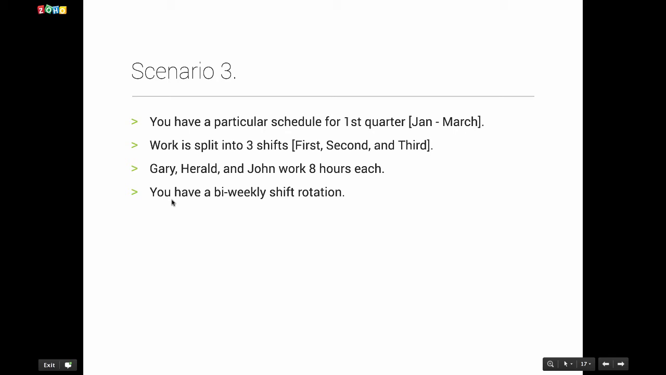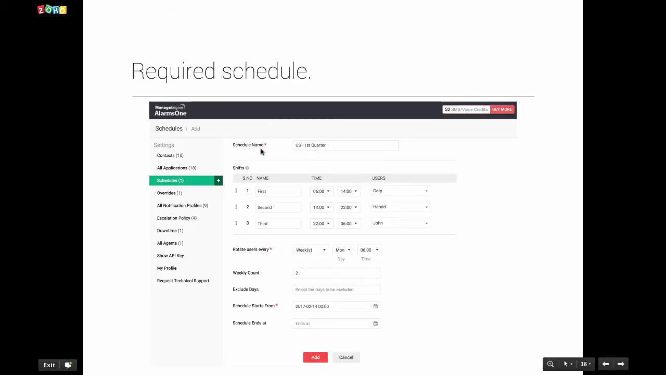That means I have to rotate my shift once in every 2 weeks. For that, again, I'm going to configure a schedule with the same name, and I have provided the persons in my shift accordingly. And in the place where you have to rotate, I'm going to choose weekly rotation, and I'm going to choose the day on which my schedule has to rotate and the time at which the rotation has to happen. And I have provided the weekly count of 2, which means that this rotation should happen once in 2 weeks.